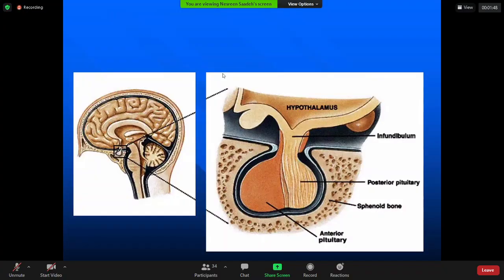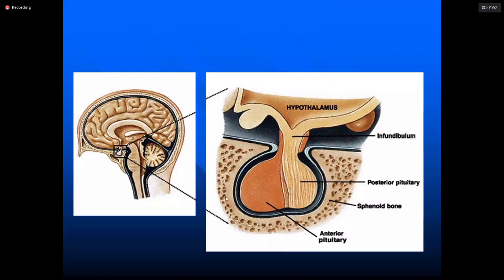البيتيوتري جلاند لما تذكروا اللوكيشن تبعها بالسلة تورسيكا، it's a confined bone space، وفي عندنا الانتيريور والبوستيريور pituitary، وفي البيتيوتري stalk that's connecting to the hypothalamus. Some of the hormones that are synthesized by the hypothalamus will be stored by the posterior pituitary and released from there.